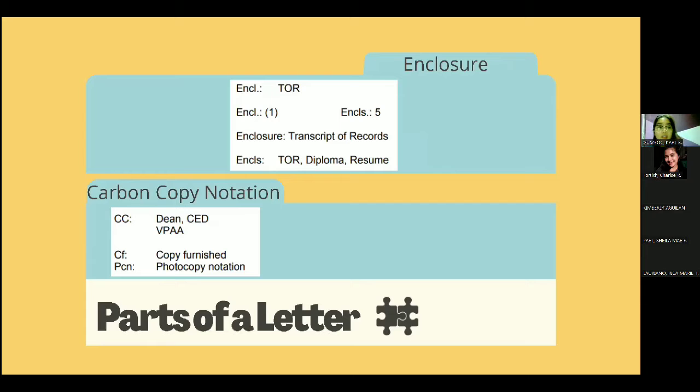If you have any enclosed documents, such as a resume, you can indicate this by typing "Enclosures" one line below the listing. You also may include the name of each document. Next one is carbon copy notation. Sending a carbon copy letter, also known as CCing, someone simply means that you intend to send the letter to multiple recipients. Next slide, please.